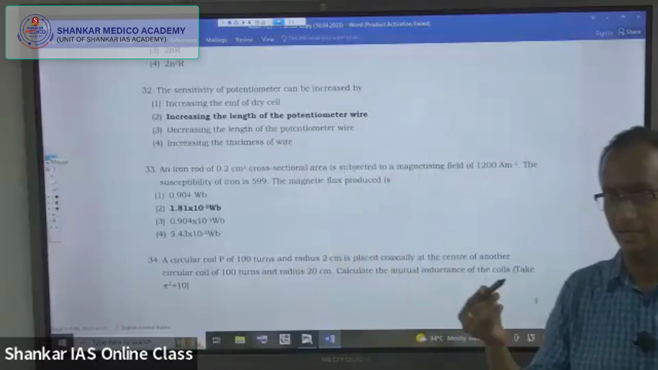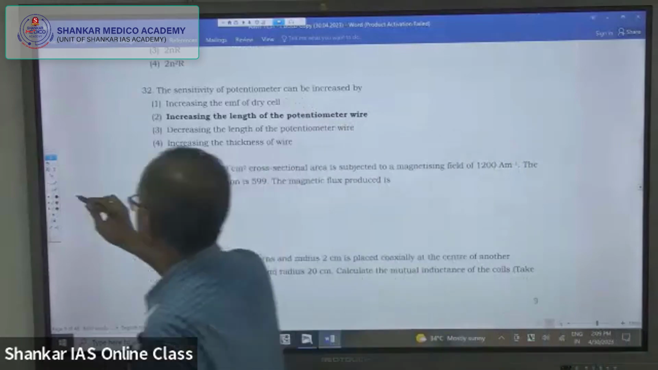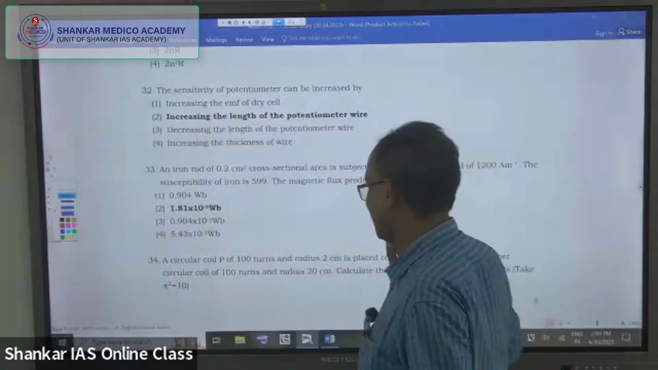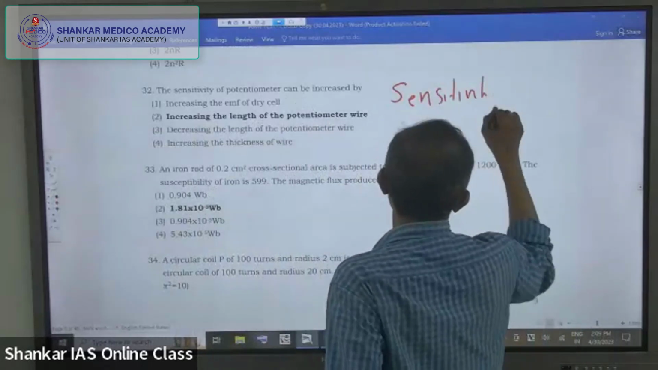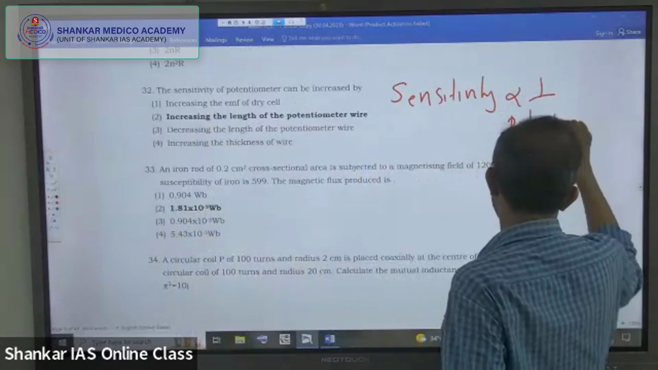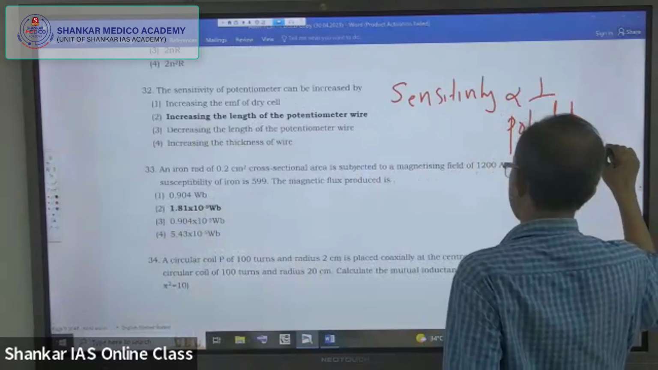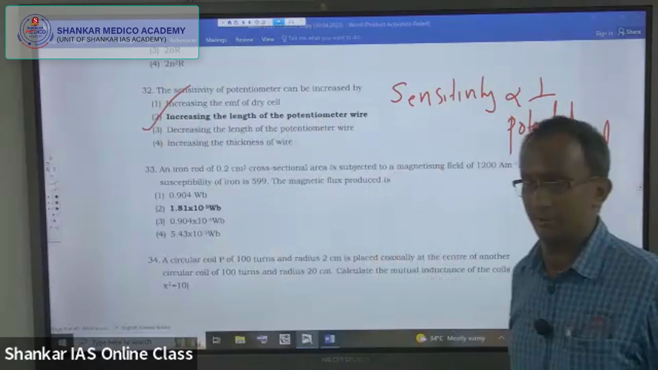Write fast along with me, because sensitivity of potentiometer. What is the answer, anybody for this one? Okay, Sam. Sensitivity is proportional to 1 by potential gradient. Potential gradient. So by increasing the length, sensitivity can be increased.